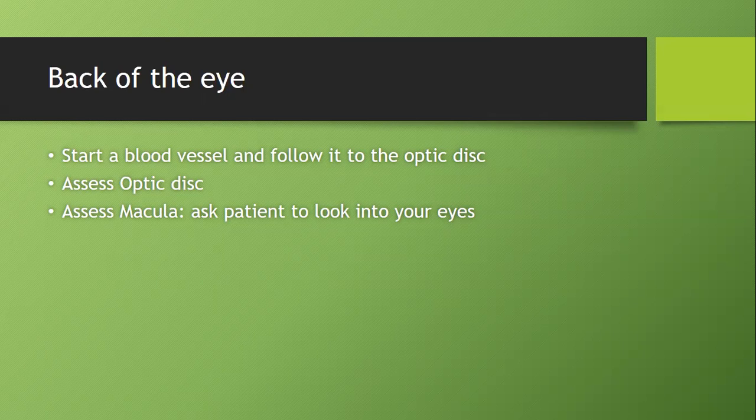While you're following a blood vessel, you need to look for two or three things. Number one, are there any new vascularizations, are there any ruptures, are there any blood spots or not? Then you follow this vessel and reach the optic disc, and then you assess the macula. How do you demonstrate that you are assessing the macula? You ask the patient to look into your eyes. This is how you assess the patient's macula.